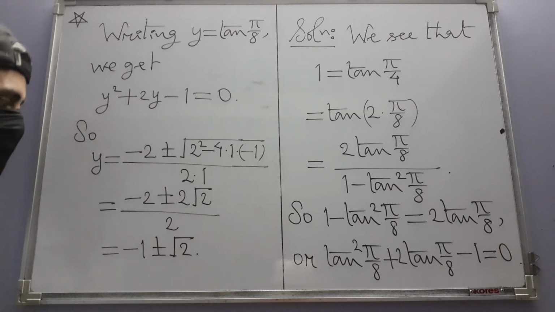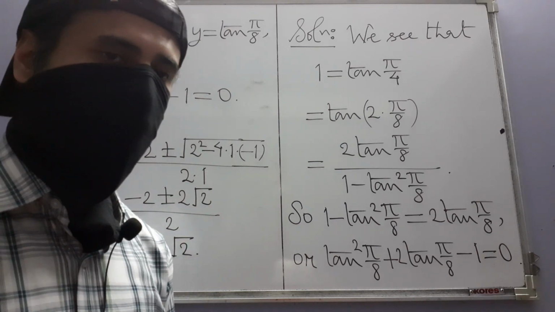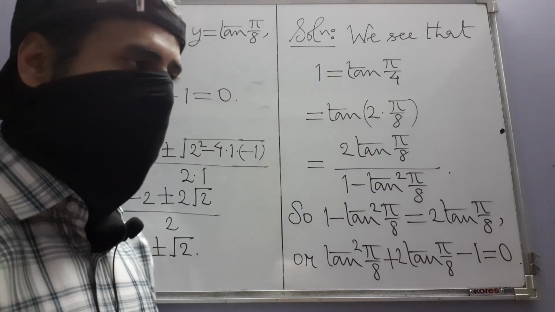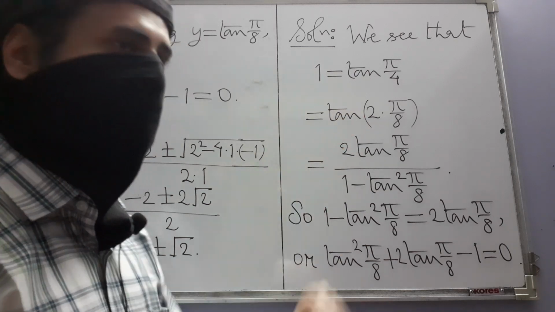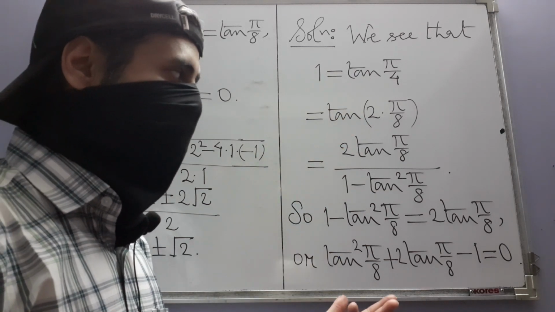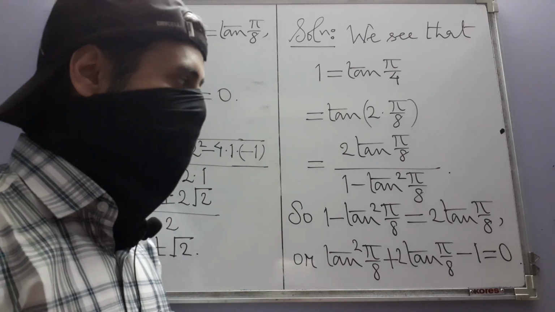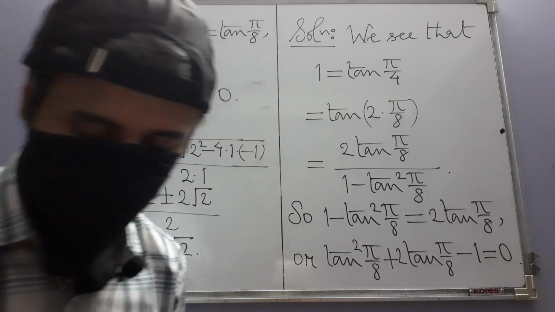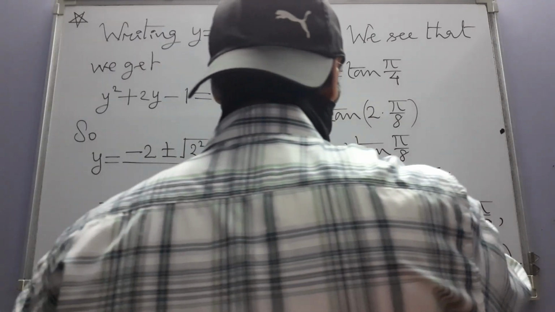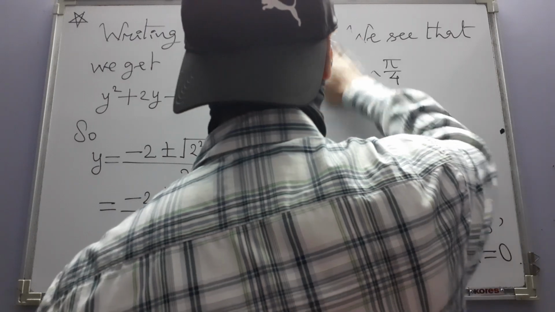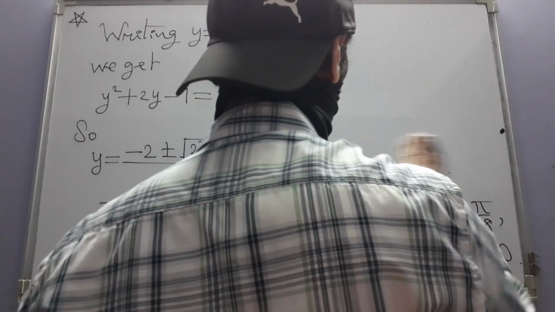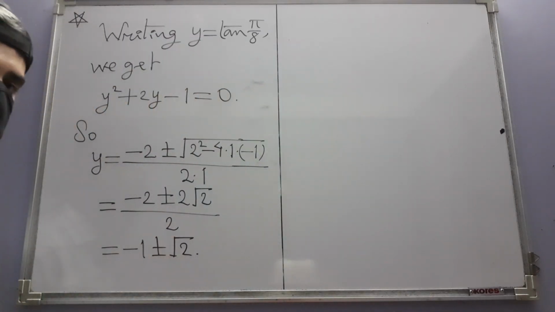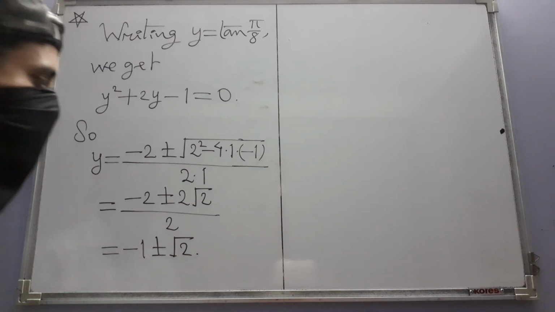So there are two possible values, but there is one more condition that is there on tan pi over 8, and that condition is that pi divided by 8 lies in the first quadrant, and any angle that lies in the first quadrant has all its trigonometric function values positive, not negative. And that's why between these two values we have to choose only the one which is positive. One of them is in fact negative, and the negative one is minus 1 minus root 2. So tan pi over 8 or y cannot be that.